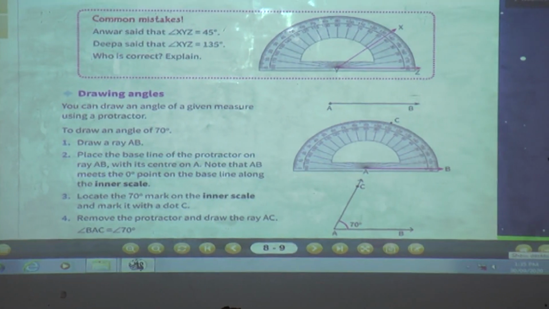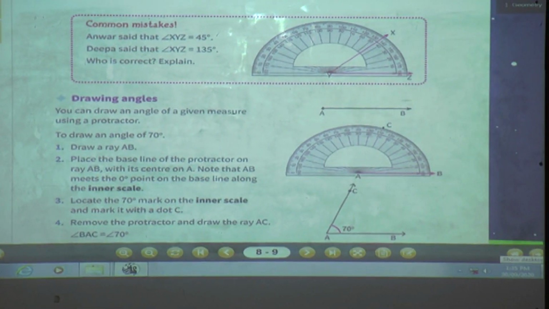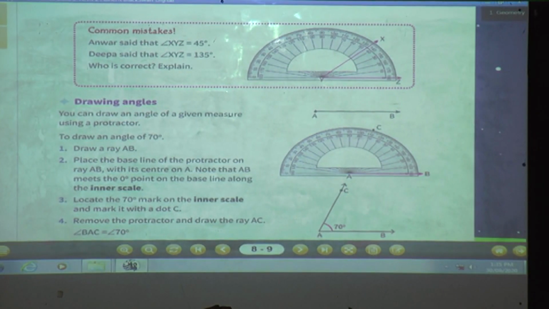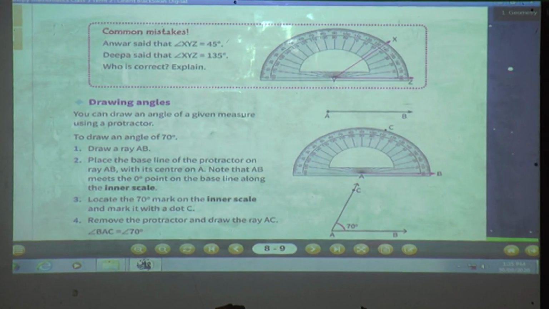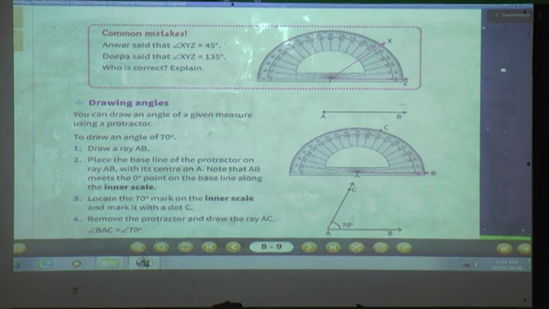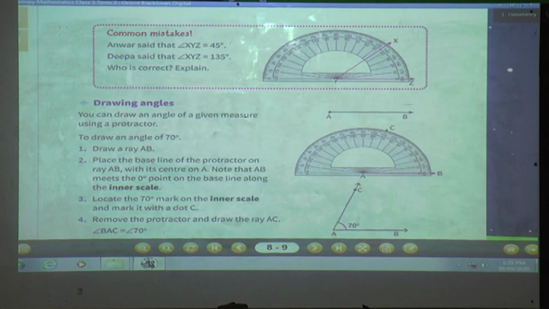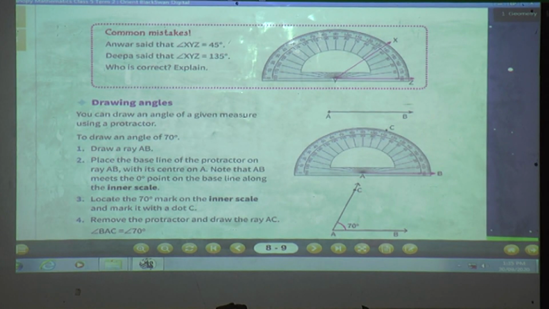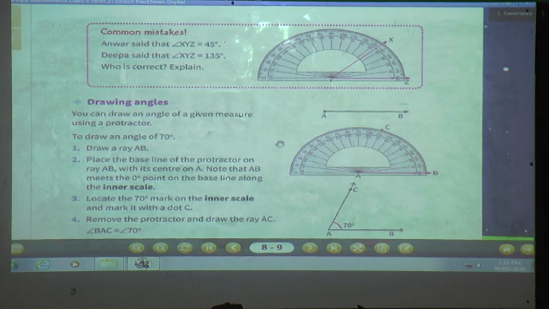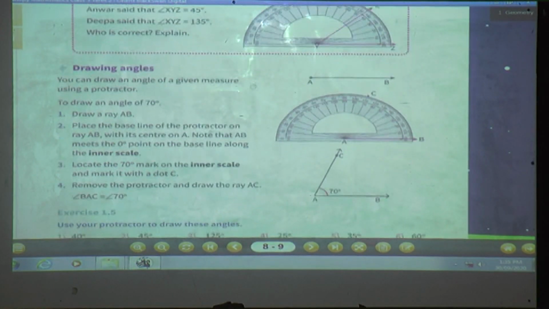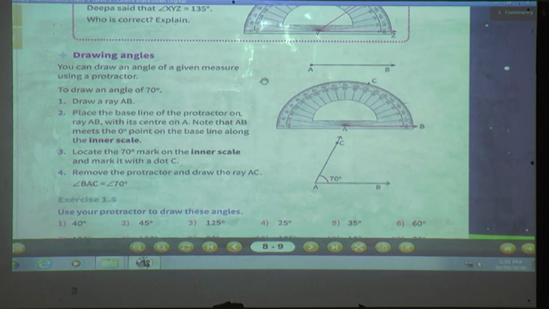See page number 9. Here in the book they have given us one example with explanation. Here we have to draw an angle of 70 degree. Now, how to draw an angle? See students.